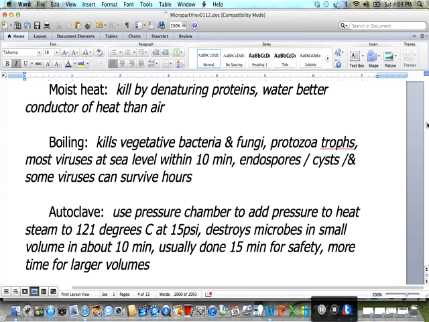The autoclave uses a chamber to add pressure to heat. The steam gets to 121 degrees Celsius at 15 pounds per square inch. This destroys microbes in small volumes in about 10 minutes, although it is usually done for 15 minutes for added safety. More time is required for larger volumes.